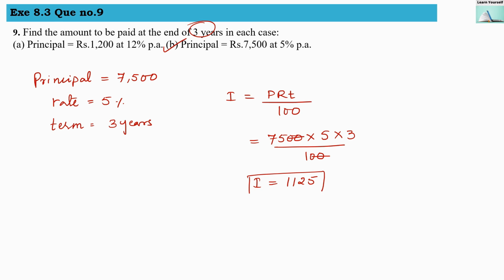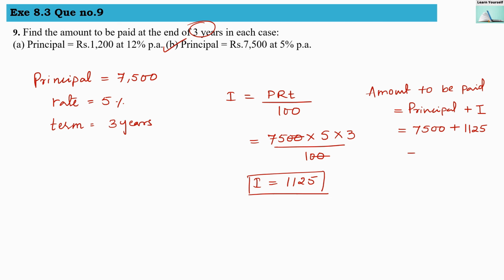Now the amount to be paid will be equal to principal amount plus interest. So principal amount is 7,500 and interest is 1,125. So we got here 8,625 rupees in total. This much we have to pay.